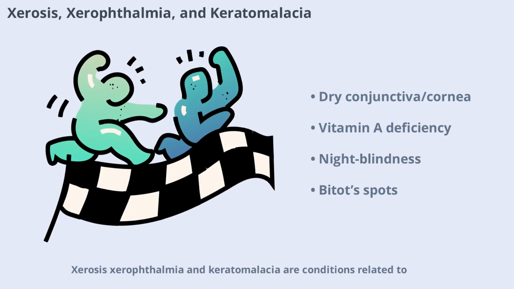Xerosis, xerophthalmia, and keratomalacia are conditions related to dryness of the conjunctiva and cornea. Normally, these surfaces are kept moist by tears, oily secretions, and mucus. When moisture is lacking, often due to vitamin A deficiency, the eye becomes dry and vulnerable to damage. Signs include night blindness, Bitot's spots, and a dry, lusterless appearance of the conjunctiva and cornea. In severe cases, corneal ulcers can develop, threatening vision.